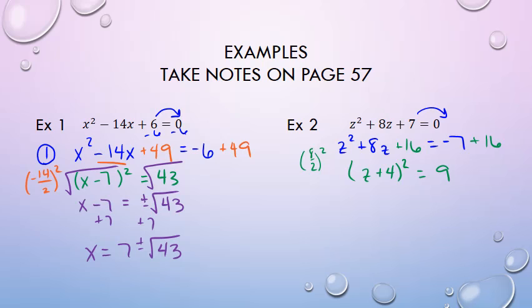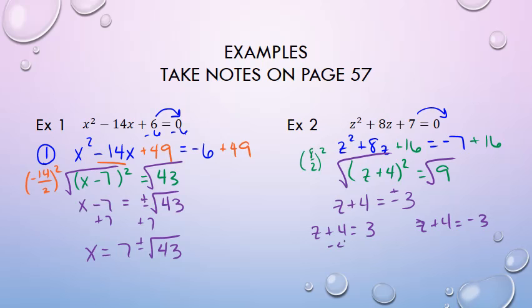All right, now we can square root both sides. So I have z plus 4 equals positive and negative 3. Well, what that means then is that I need to solve z plus 4 equal to 3 to get an answer, and z plus 4 equal to negative 3 to get an answer. So I'm going to subtract 4 here. One of my z's is negative 1, and the other one is negative 7.